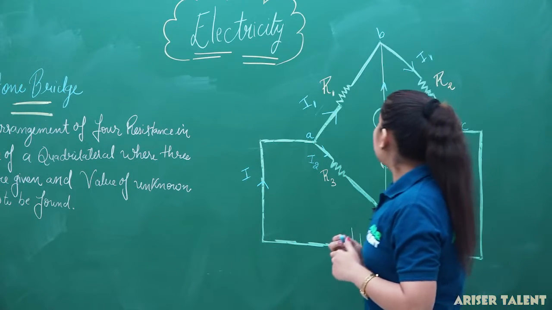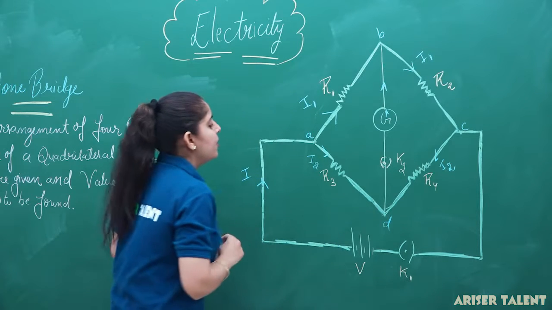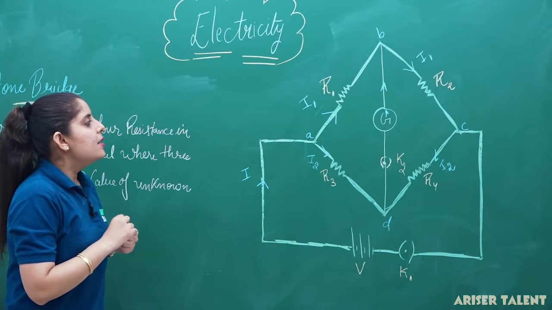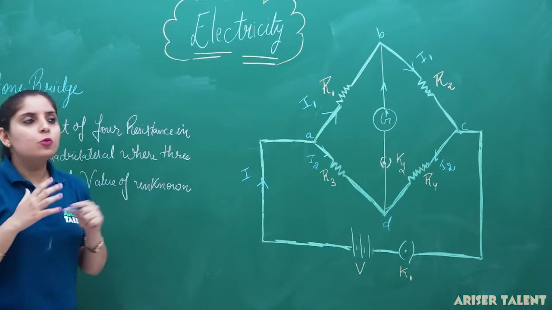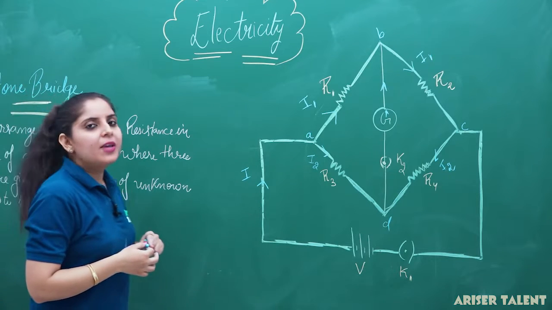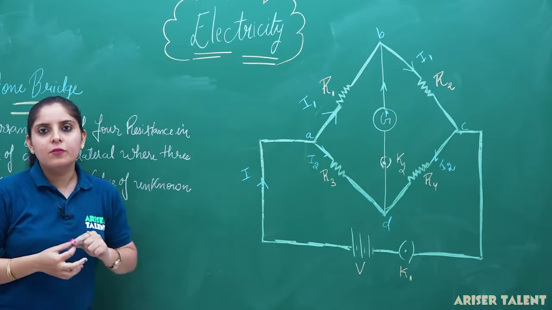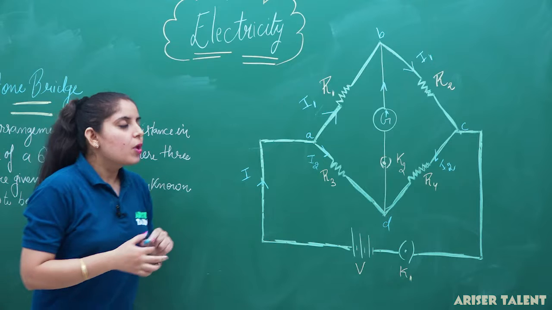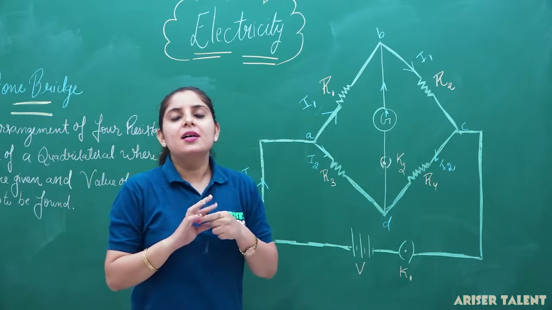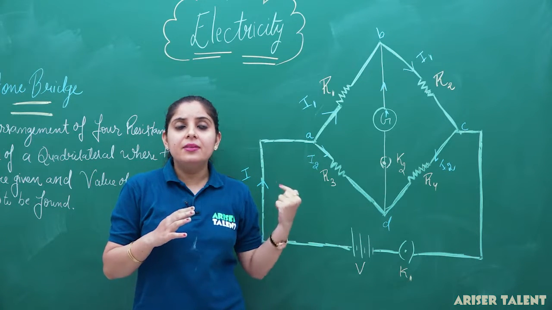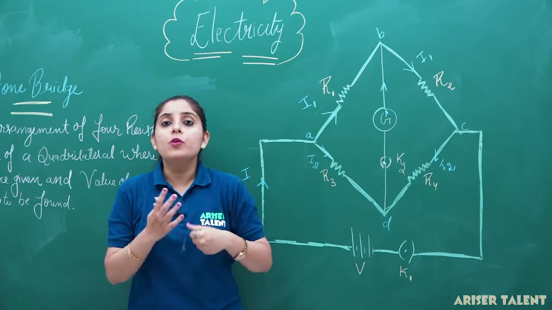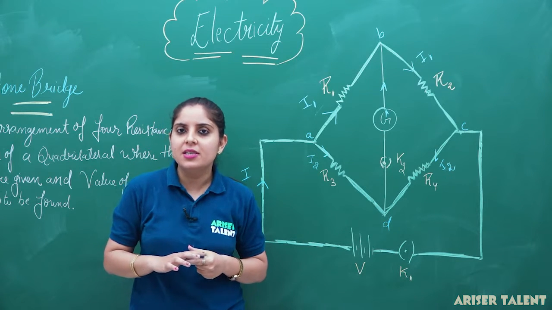Now, this is the basic diagram for the Wheatstone bridge that I have described here. We have just done the naming of this diagram. This is a schematic representation of the Wheatstone bridge. Firstly, we will discuss on what principle this bridge is working and how we will find the unknown value of the resistance from here.